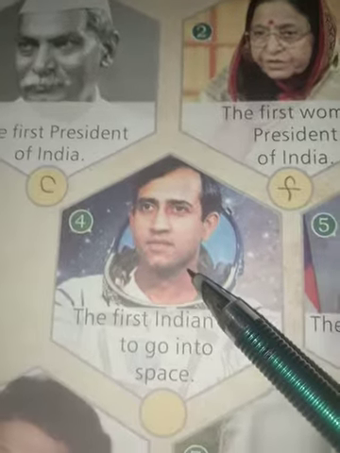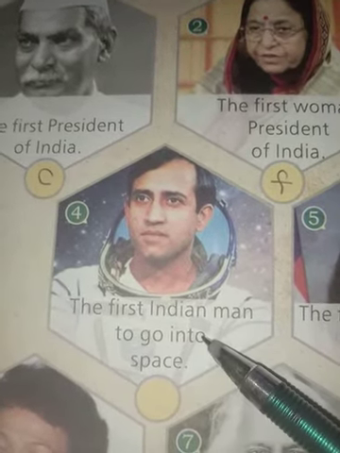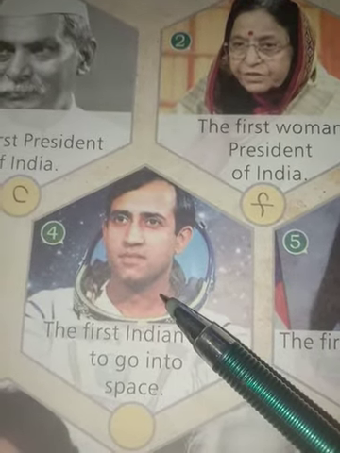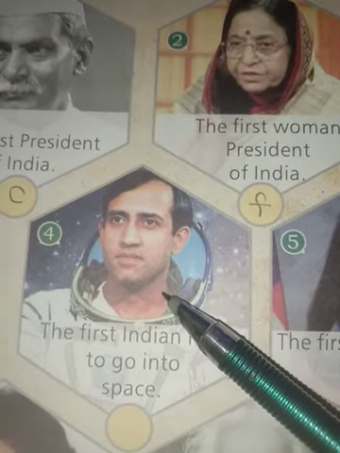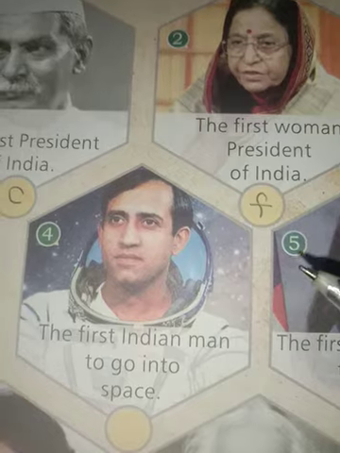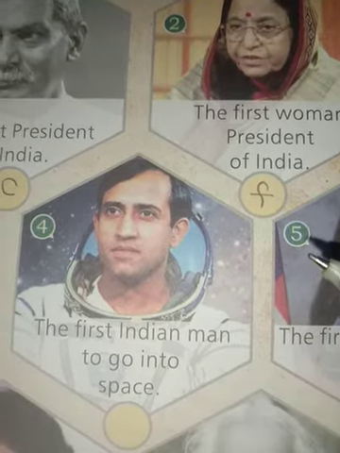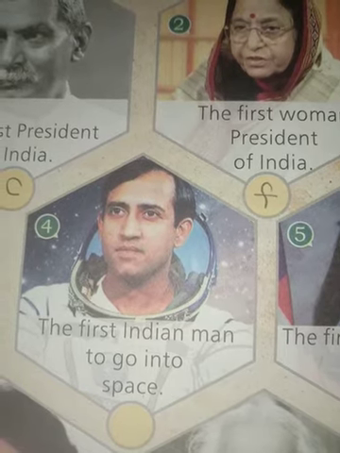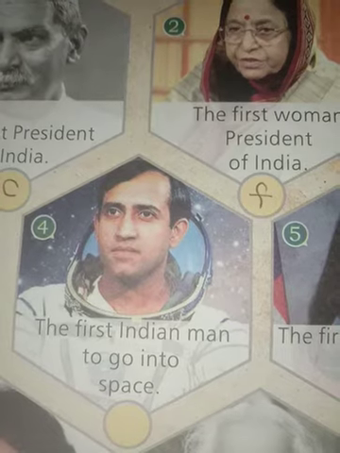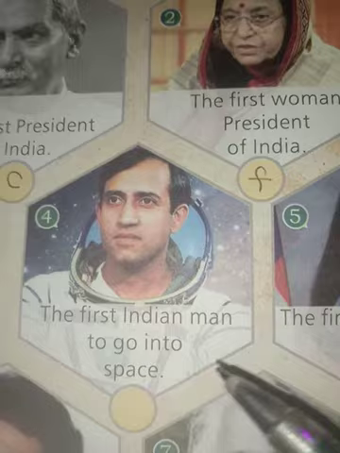Now fourth, the first Indian man to go into space. So student, Rakesh Sharma, Indian military pilot. In 1970, Sharma joined the Indian Air Force as a pilot. He spent 8 days in space station in April 1984. So answer is Rakesh Sharma. We will write here H.